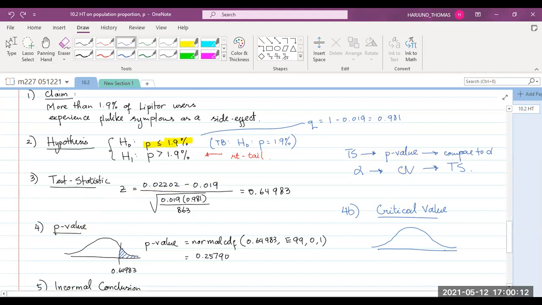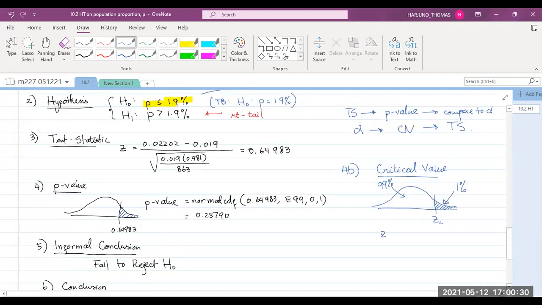Now then, it's a right tail test, so it's here. We need to find this critical value such that the area to the right is equal to alpha, which is 1%. And the area to the left, therefore, is 99%, right? Okay, so Z critical is inverse norm of 0.9901. We will get 2.32635.